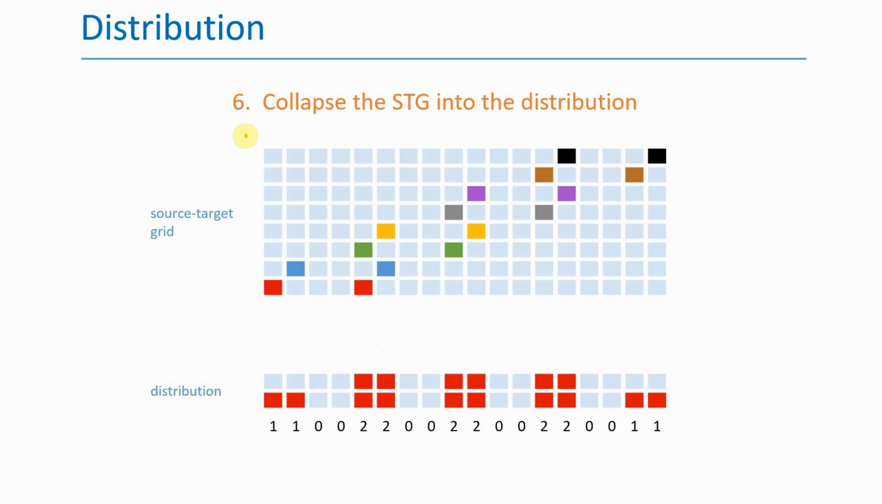The sixth and last step is to collapse the source target grid into the distribution, which will be our answer. Effectively, we simply count the number of bright patches in each column. So for instance, this column contains 2 bright patches, so the distribution is 2. This column contains no bright patches, so the distribution is 0. Formally, we represent the distribution with a vector of natural numbers, although we can also diagram it like this. Note that we stop tracking which row each patch is in or what color it is. That information effectively gets erased.